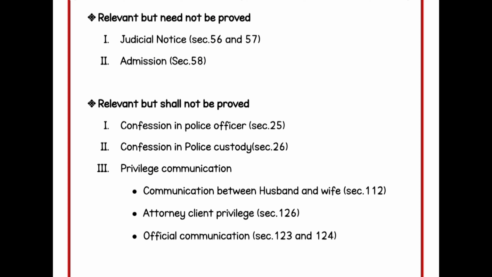Then privileged communication. The communication between husband and wife, section 112. Even though the fact may be relevant, it shall not be proved. Then attorney-client privilege, section 126 provides that. Then official communication, which means the state of affairs. Suppose the defense minister is ordering officers or soldiers to shoot or to attack something. These things we cannot prove in a court of law.